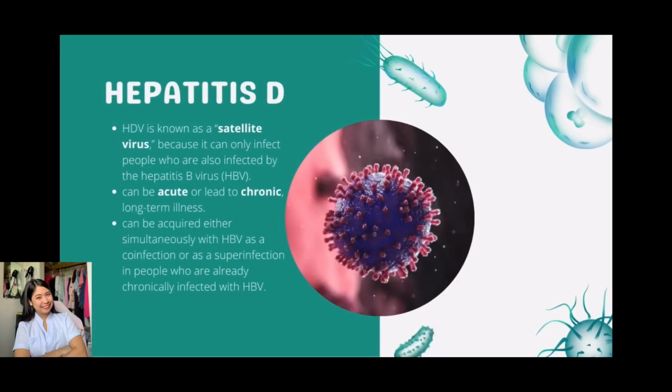HDV or hepatitis D is known as a satellite virus because it can only infect people who are also infected by the hepatitis B virus or HBV. Hepatitis D can be acute or can lead to chronic long-term illnesses. This can also be acquired either simultaneously with hepatitis B virus as a co-infection or as a superinfection in people who are already chronically infected with hepatitis B virus.